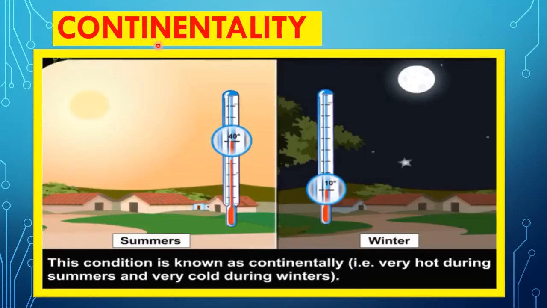Now Delhi is very far away from the sea, so distance from the sea affects the climate. So Delhi has an extreme climate. It is very cold during winters and very hot during summers, and this condition is known as continentality. That means it is very hot during summers and very cold during winters.